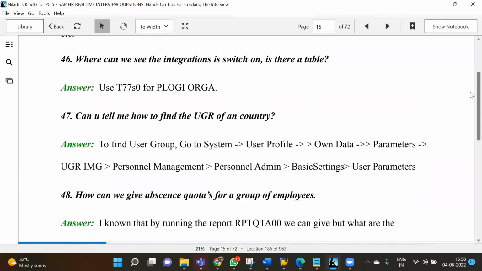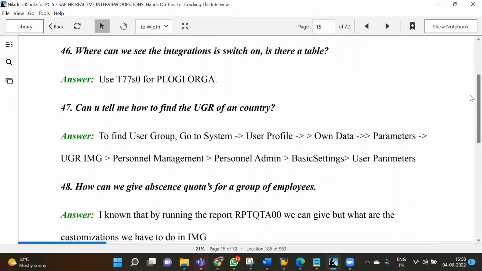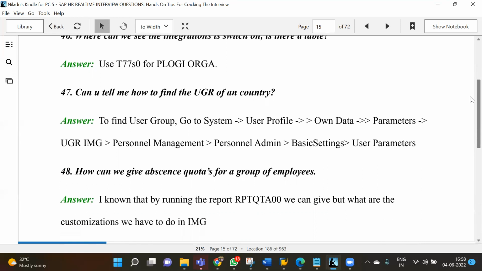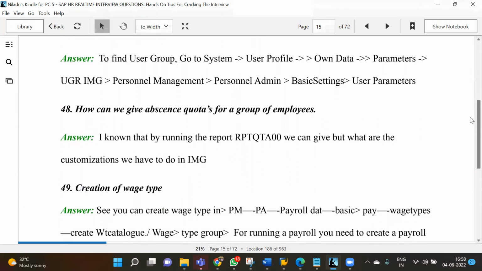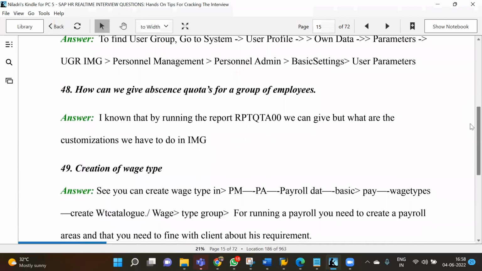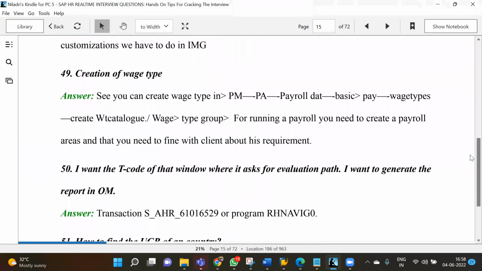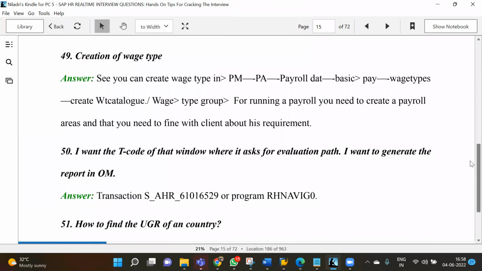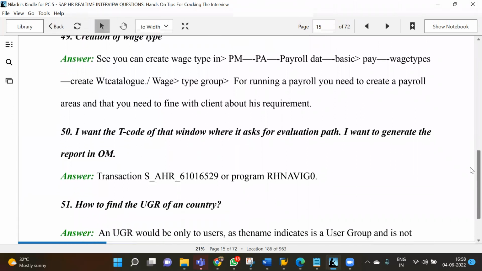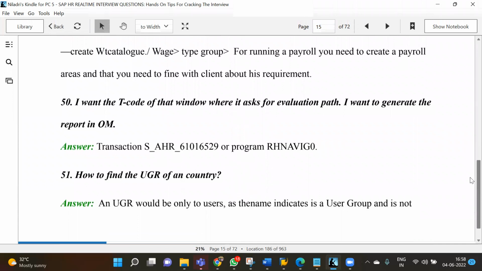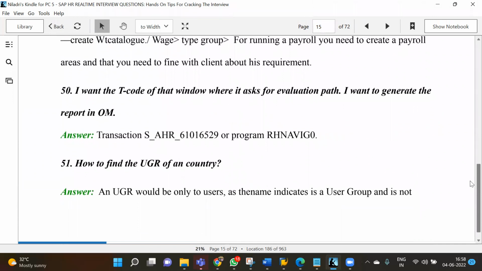Then again, questions: where can we see whether the integration switch is on or not? Is there any table? So T77S0 is commonly used. Then the next question is how to find the MOLGA of a country. So this is again a commonly asked question. How can we give absence quotas for a group of employees? How to create a wage type? I want to generate a report, so this is again a report which you can see. These are all tactical questions.